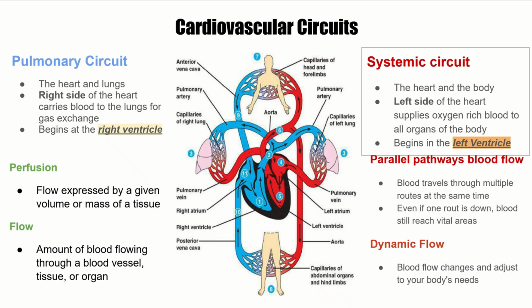The blood vessels branch from larger arteries and veins into smaller capillaries, allowing for tissue to be adequately perfused and to ensure all areas are receiving enough blood flow. Dynamic flow just means that blood flow changes depending on your body's needs.